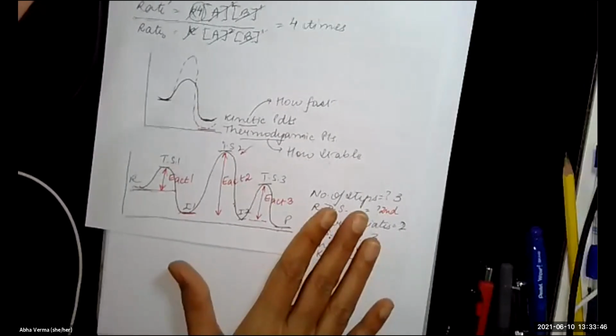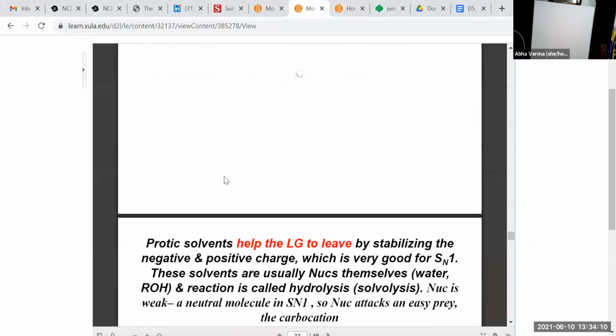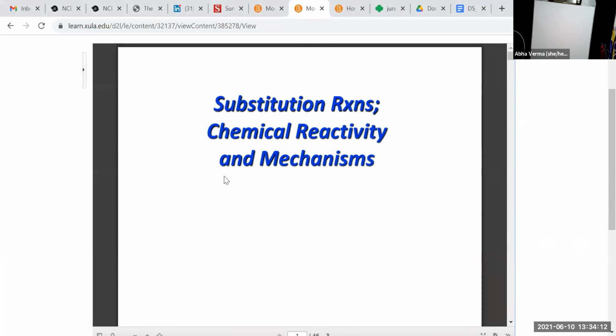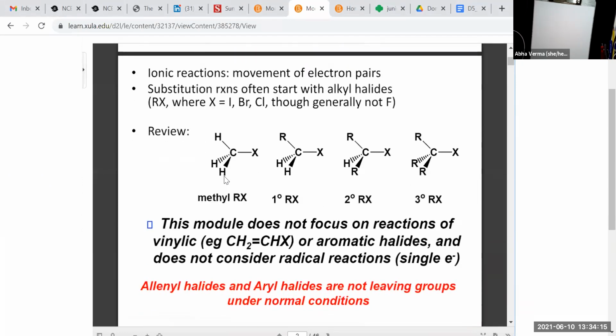So knowing all of this information will basically help us to cover chapter 7. That is probably chapter 6 in the 3rd edition of Klein. But what we are going to look at now will be in chapter 7, where we will be covering the basics of all the reactions and mechanisms. So we will be looking at ionic reactions. Remember, what are ionic reactions? They are movement of electron pairs.